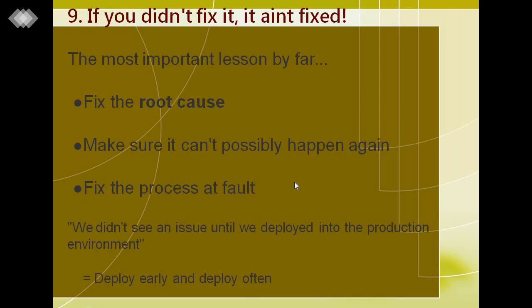Next is: if you didn't fix it, it isn't fixed. So the most important lesson by far is fix the root cause. Make sure it cannot possibly happen again. Fix the process at fault. So we didn't see an issue until we deployed into the production environment, which is equal to deploy early and deploy often. So these are the steps by which debugging approaches are to be done.